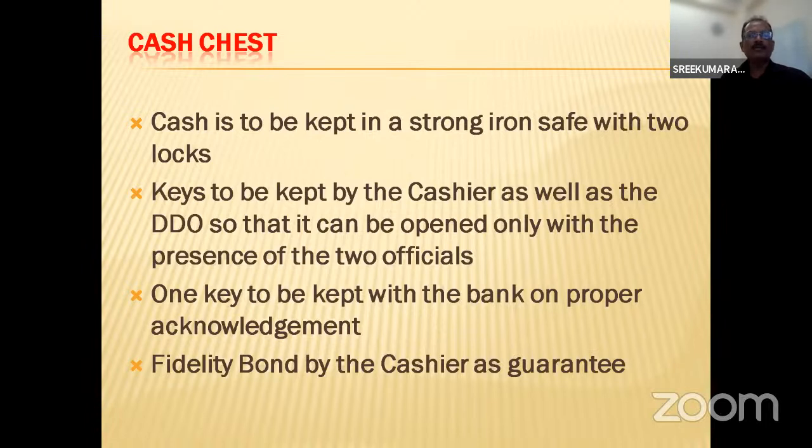Next important point to be noted is 1 key to be kept with the bank on proper acknowledgement. So it is very incumbent that duplicate keys will be there. Duplicate keys means 2 keys will be there, 2 locks, 2 keys. Its duplicate key will be kept with a bank. And you also have to take an acknowledgement from the bank.